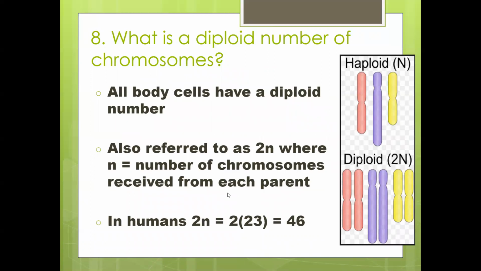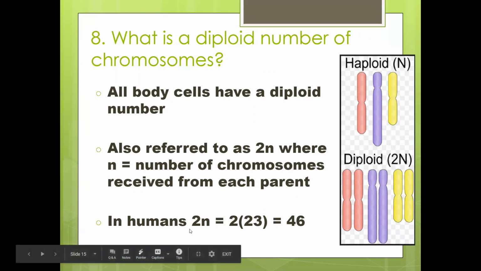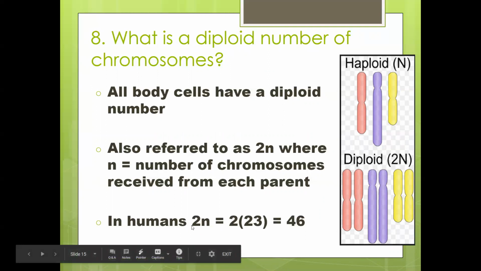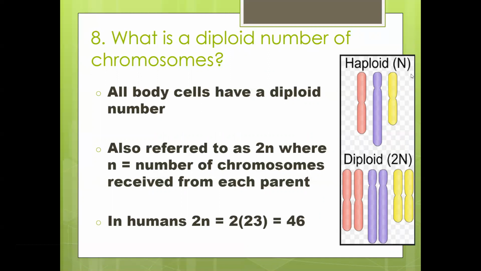Something to be aware of with diploid cells, they're referred to as 2N. N is the number of chromosomes you receive from each parent. So N for humans would be 23. In a diploid cell, we have 46 chromosomes, as you're seeing here. So 2 times the number of chromosomes you receive from each parent, or 2 times 23, gives us our diploid number of 46. Haploid cells are just referred to as N because they only have the number of chromosomes that you would receive from each parent, because that's their function.